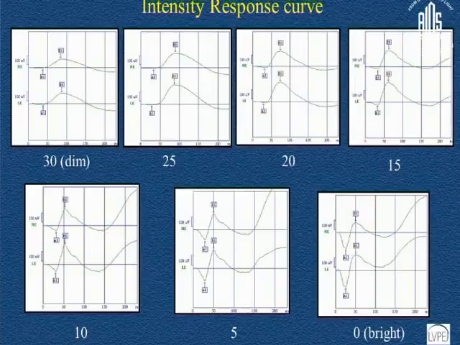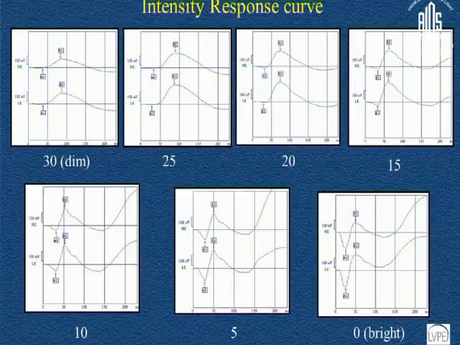This is the dimmest flash, that is 30 decibels. That means it's 30 decibels attenuated from normal. As you increase the flash intensity, the A wave starts appearing. It starts becoming deeper and faster. This is what should happen, and the B wave also starts becoming taller and faster. You can see the bell-shaped curve finally changes into a peaked curve.